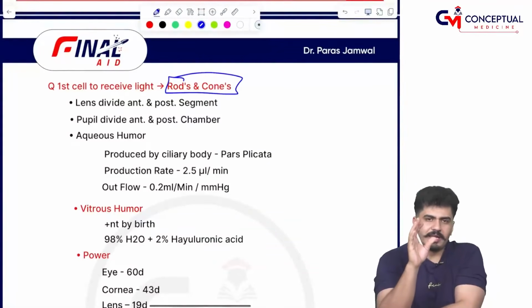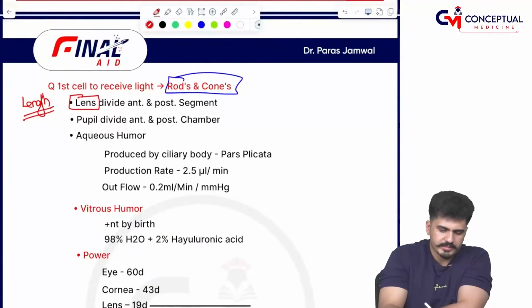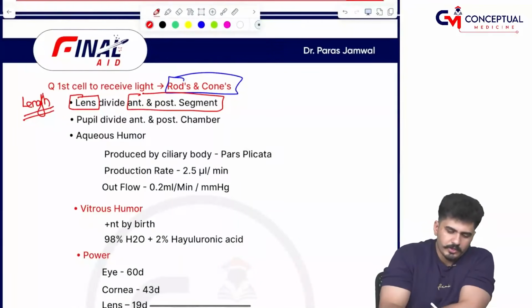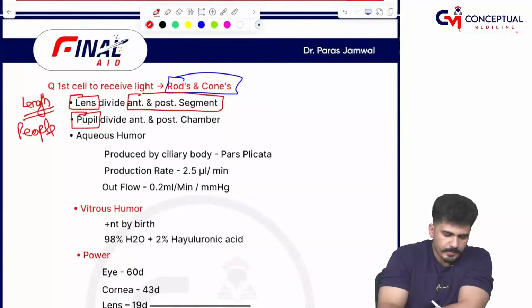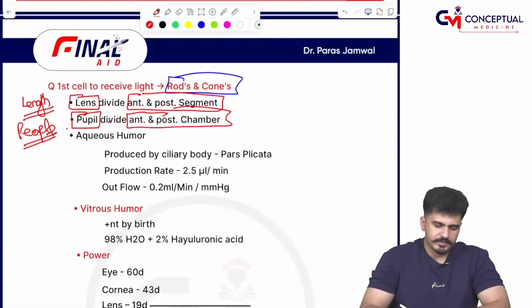Now, the lens and the pupil, what are they dividing? There are chambers and there are segments in the eye. Sir, your lens sounds like length, so the lens divides the anterior and posterior segments. Your pupil sounds like people, and people are sitting in a chamber. The pupil divides the anterior and posterior chambers.